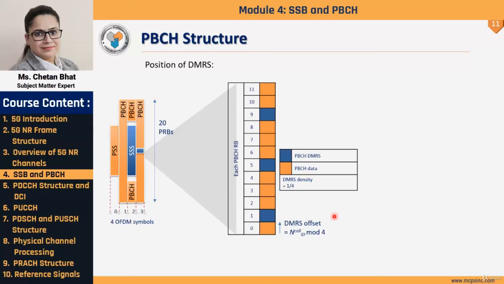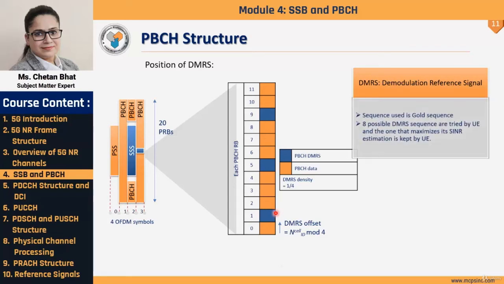So the position of the DMRS can be calculated with the help of an expression which is N cell ID mod 4. So every fourth RE is going to be your DMRS in this particular symbol. DMRS is similar to what we had in LTE. It is a Gold sequence, which is again an orthogonal type of sequence. Then we have approximately eight possible DMRS sequences.